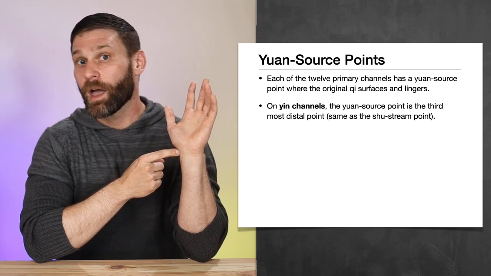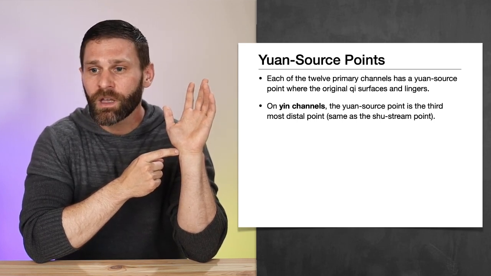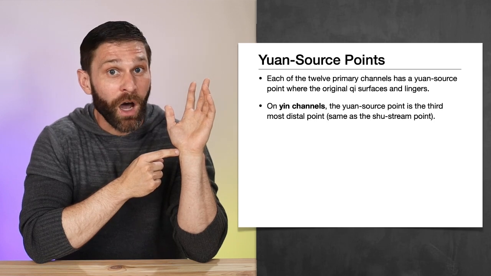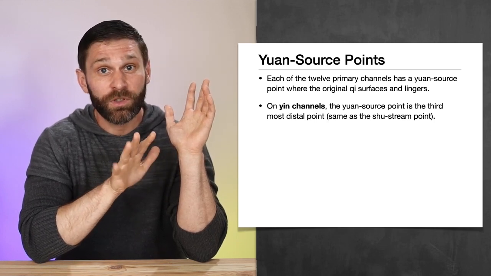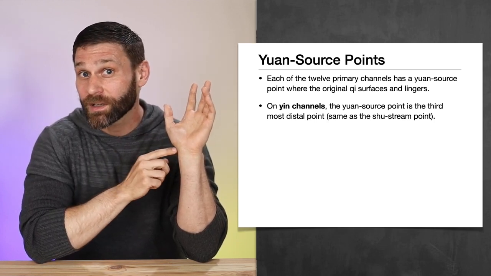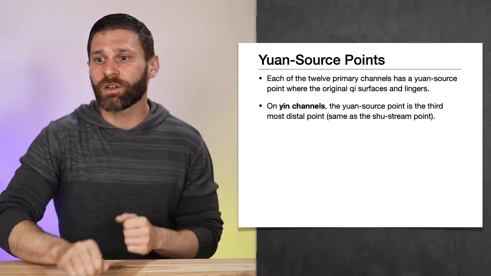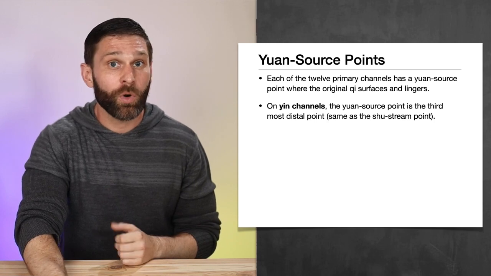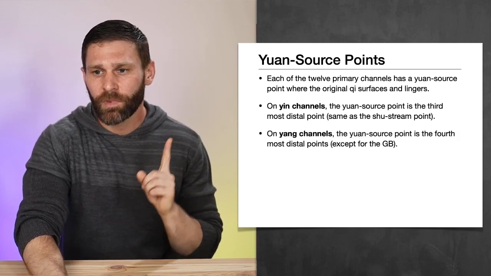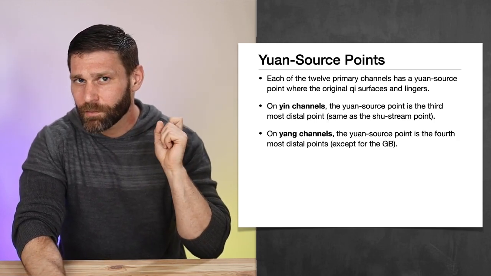So it's good for heaviness in the body and pain in the joints. But it's also going to be a Yuan-Source Point. So in this case, points can have more than one category. And so this is a case where the categories overlap. On the yin channels, Yuan-Source Points are the third point, same as the Shu Stream points. But again, it's different on the yang channels.